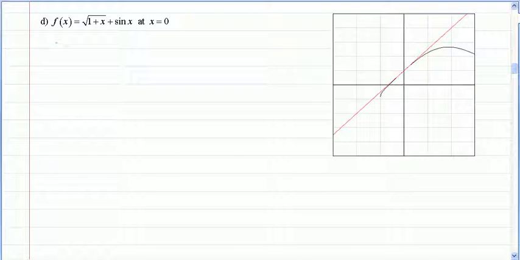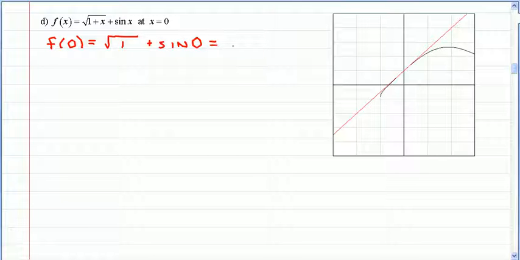And for part D, f of x is the square root of 1 plus x plus sine x at x equals 0. So I start by finding f of 0. And for f of 0, we have the square root of 1 plus 0, which is just the square root of 1, plus the sine of 0. And the sine of 0 is just 0, so we're left with 1.